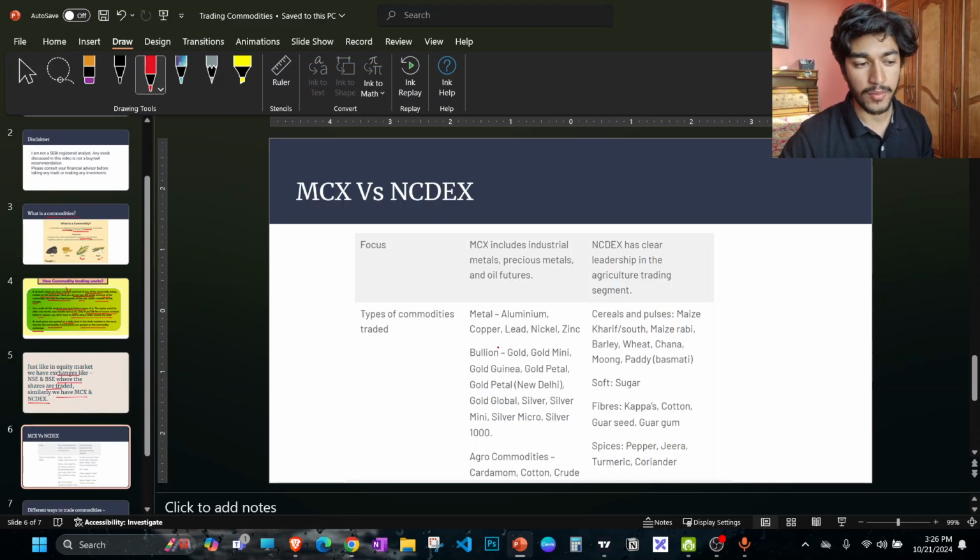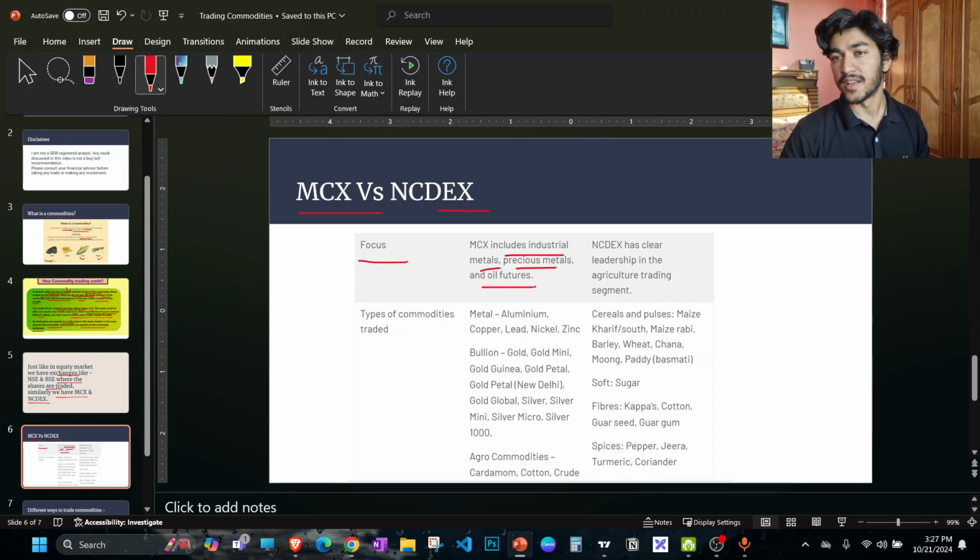So what is the difference between the MCX and NCDEX? First of all, the focus. The MCX includes industrial metals, precious metals, and oil futures. So if you want to trade something like gold, silver, aluminium, crude oil, those precious metals or normal metals can be done through the Multi Commodity Exchange, which is MCX.